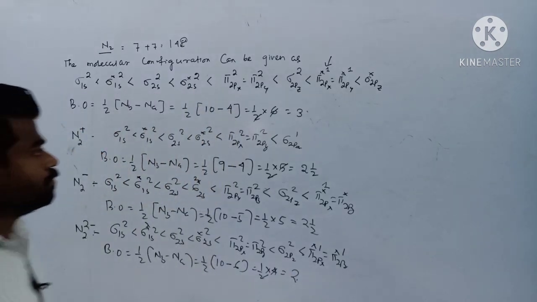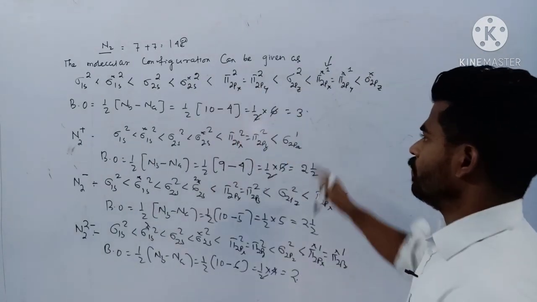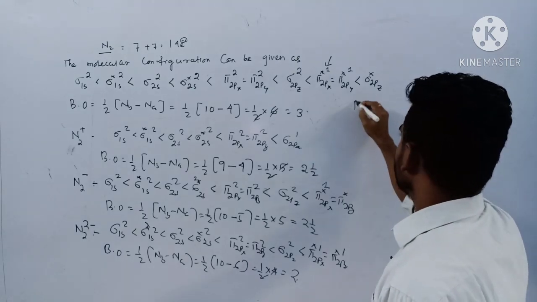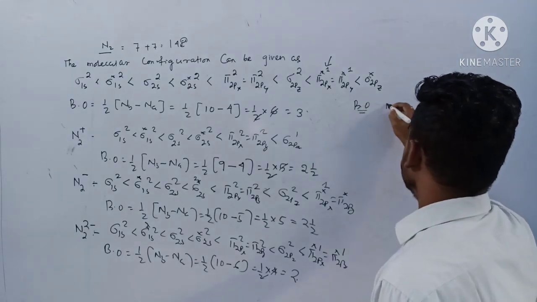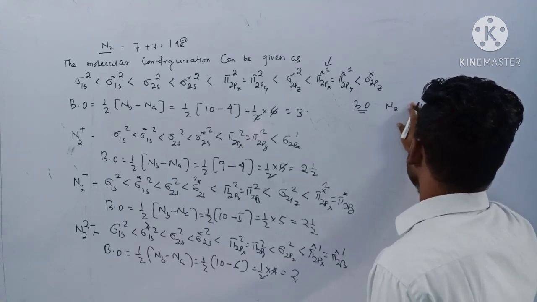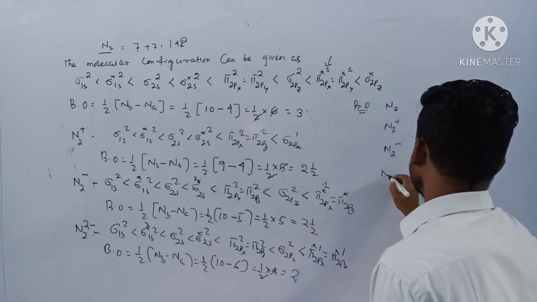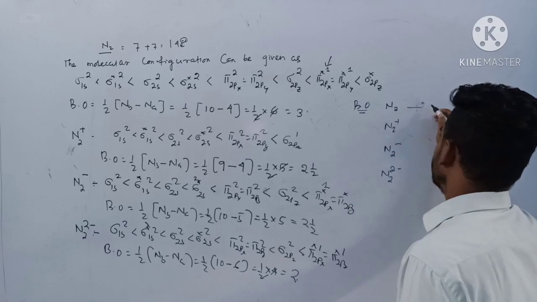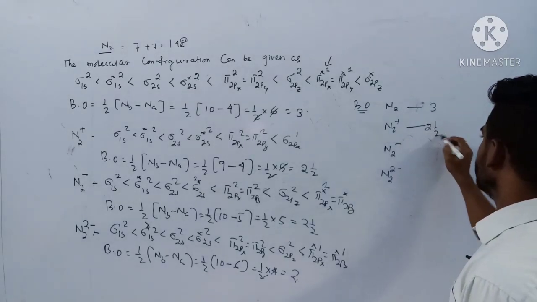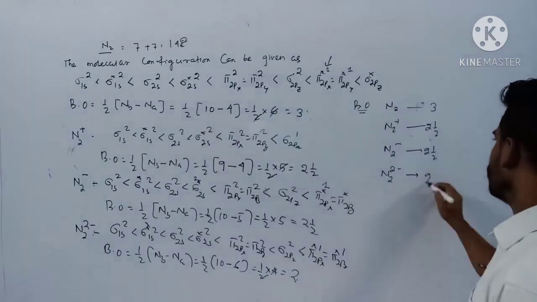If you compare the bond order, the highest bond order you have got is for N2. So regarding the stability, the order of stability by bond order: N2, N2 plus, N2 minus, N2 2 minus. For N2 you have got 3, for N2 plus you have got 2.5, for N2 minus again you have got 2.5, and for N2 2 minus you have got 2.